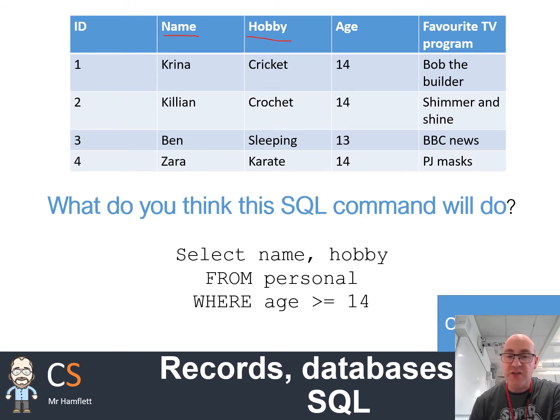Then it says where age is greater or equal to 14. So we know that symbol from programming already. Well, let's have a look at the age column. Well, there are a number of ages which are 14. So this is 14, this is 14, as well as this one. So the three rows it's going to return are going to be Zara, Karina, and Killian. It will not return Ben because Ben's age is under 14. So that is an example of an SQL select statement.